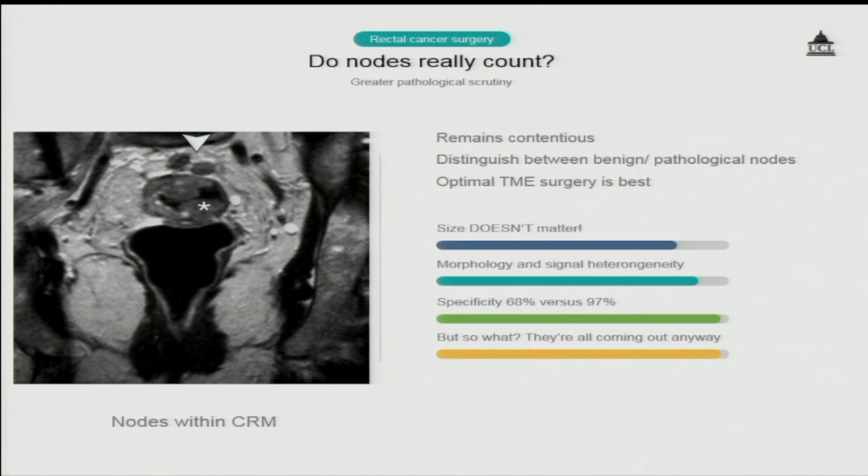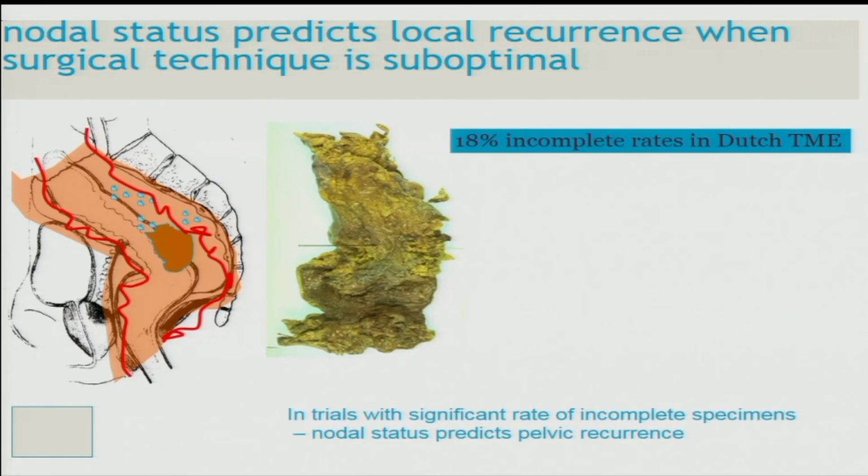But if these are mesorectal nodes, who cares? Because they're coming out if you perform decent surgery. You don't need to give neoadjuvant radiotherapy or chemoradiotherapy on the basis of nodes alone. And we've already heard the consequences of giving those patients unnecessary neoadjuvant treatment, and we have to be more selective about it. So, you can explain this very simply with this picture here.